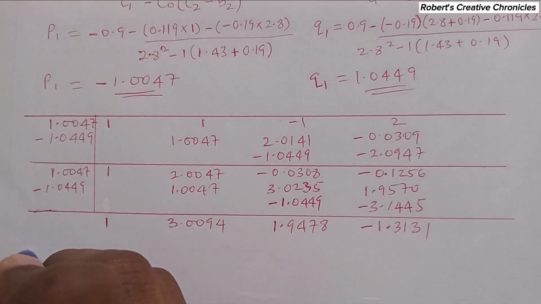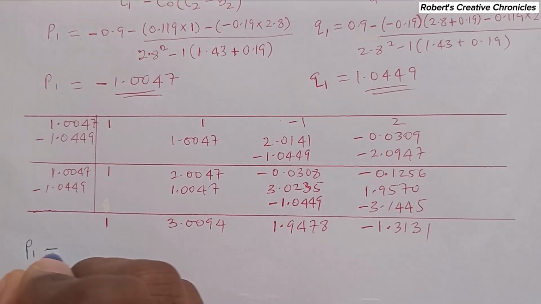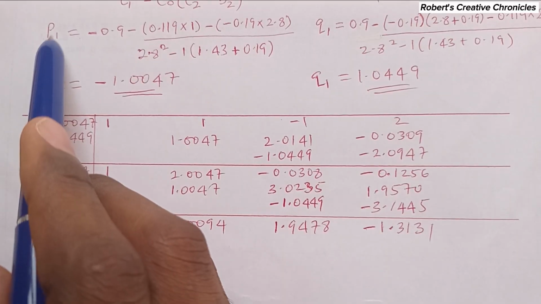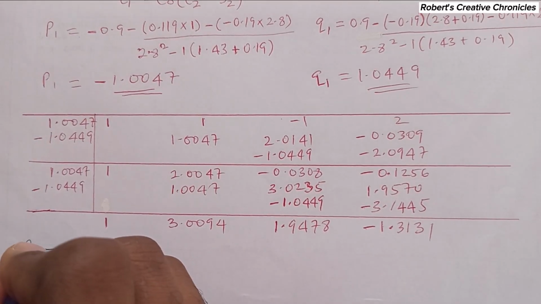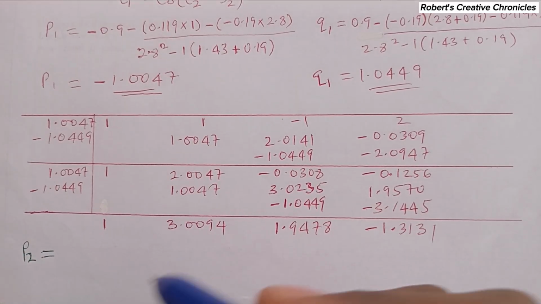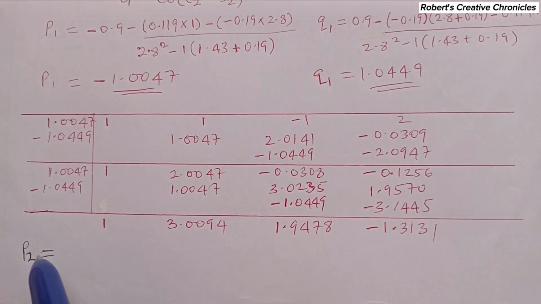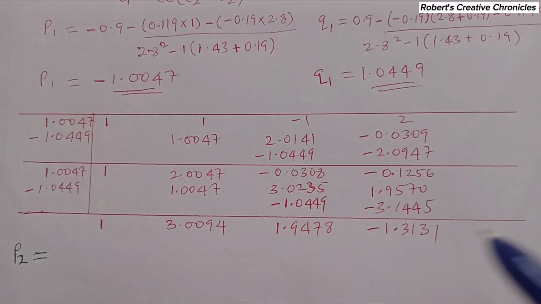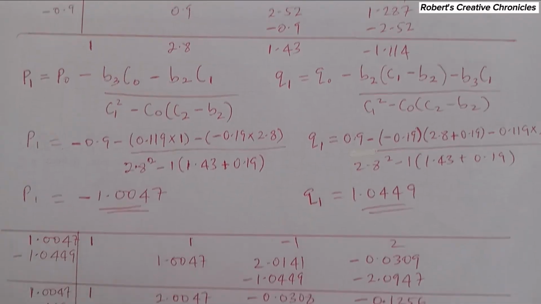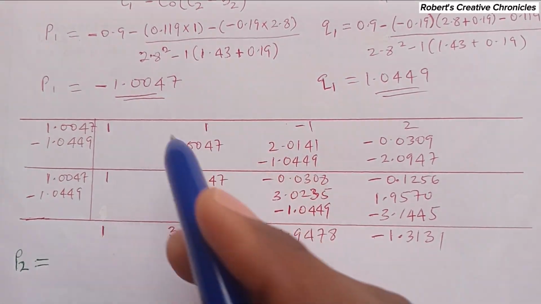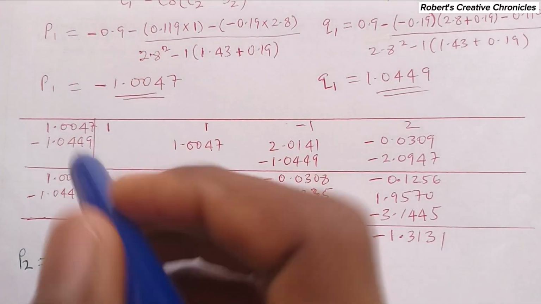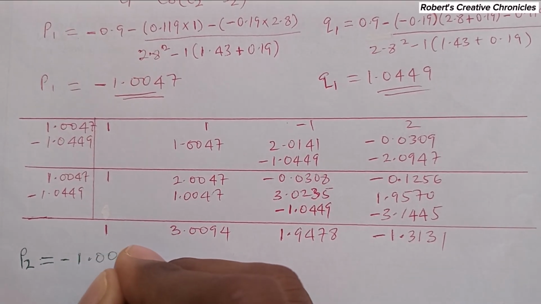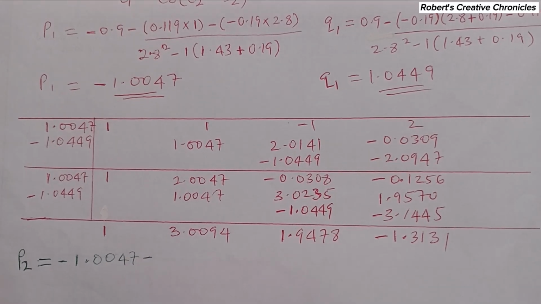So here easily, P1 is equal to, there's no need to rewrite these formulas. The only thing that will change is P2. So now this P1 will turn to P2, because now we are substituting K equals 1. So it will be 1 plus 1, which is 2, equals P1. Where is P1? P1 now is this, so we're going to write this. So here instead of P naught it will be P1, so it will be negative 1.0047 minus this.